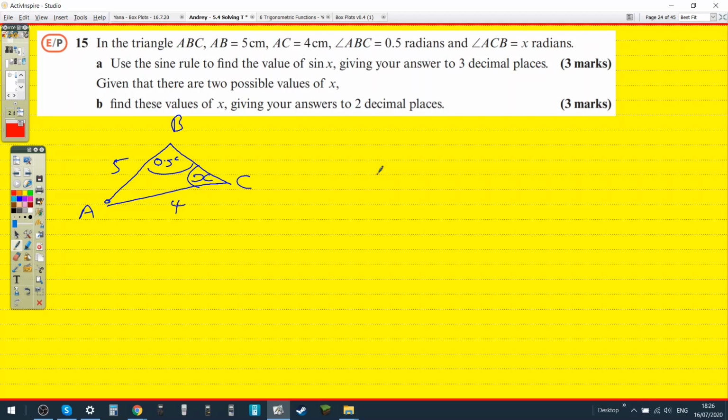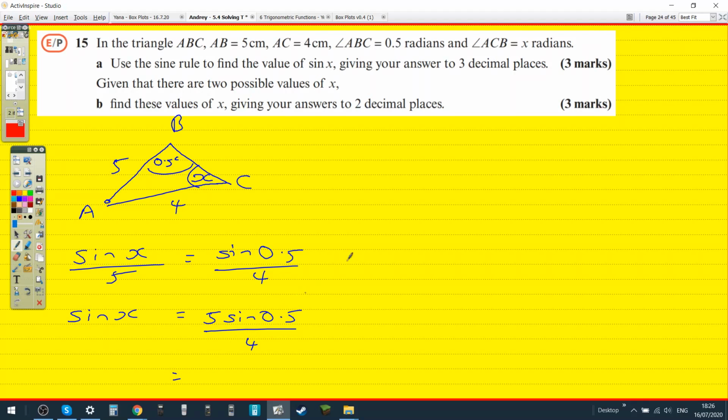So they want me to use the sine rule. So do I need to do sine x over 5 equals sine 0.5 over 4? Mm-hmm. And to get sine x, I just need to do 5 sine 0.5 over 4. Yeah. And that is 0.599.